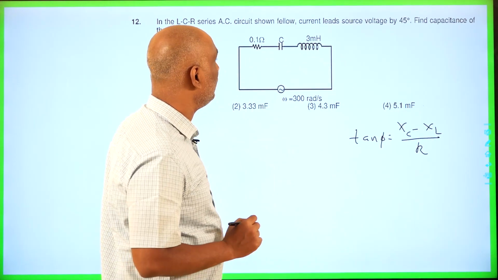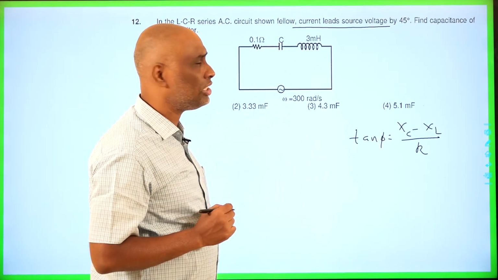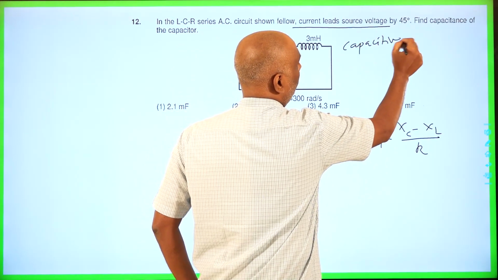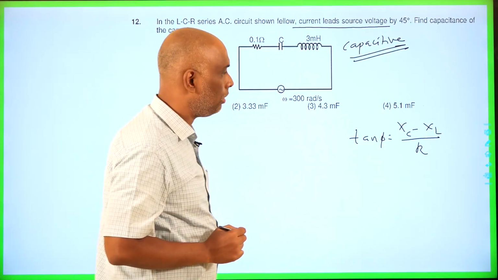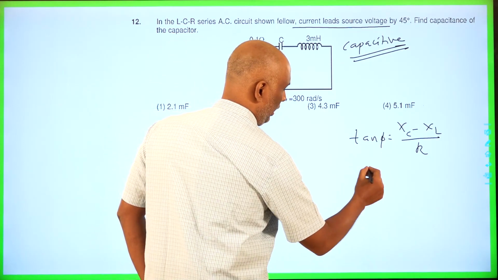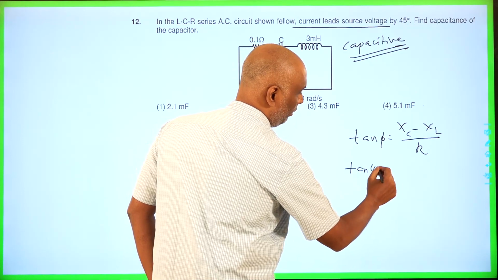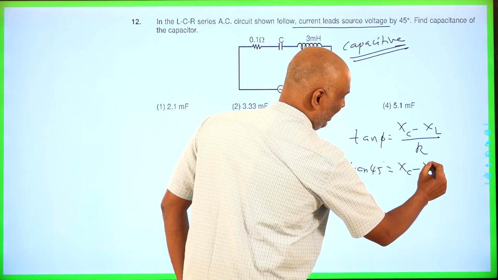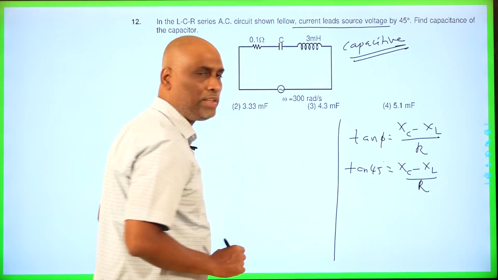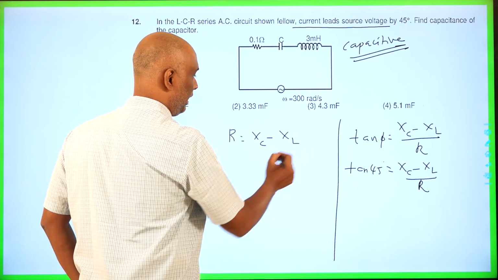The reason for this is, here it's given that current leads the source voltage. When the current leads the source voltage, it will become a capacitive circuit. The value of phi is given as 45 degrees. So, from this equation, since phi is equal to 45 degrees, we can say tan 45 equals XC minus XL divided by R. Tan 45 is 1, so R becomes equal to XC minus XL.